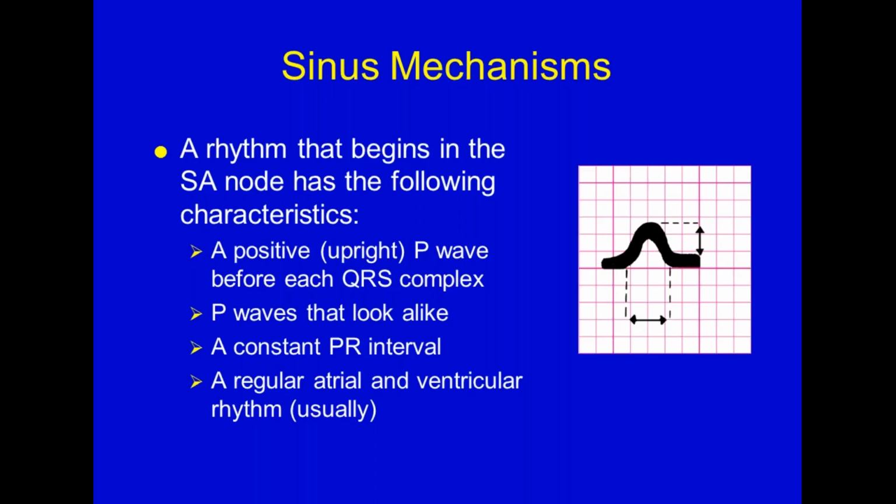So we're going to have a positive upright P wave, which will be before every QRS complex. So that's one of the characteristics. P waves should look alike. We're going to have a constant PR interval and a regular atrial and ventricular rhythm.